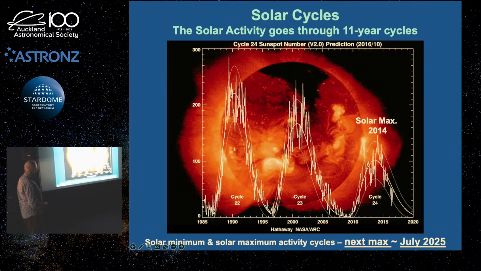So here it is. This is a nice little graph too. Once again, solar activity, every 11 years it goes up. Solar maximum, the last one was 2014, which means, yay, next year we hope to be in solar maximum.